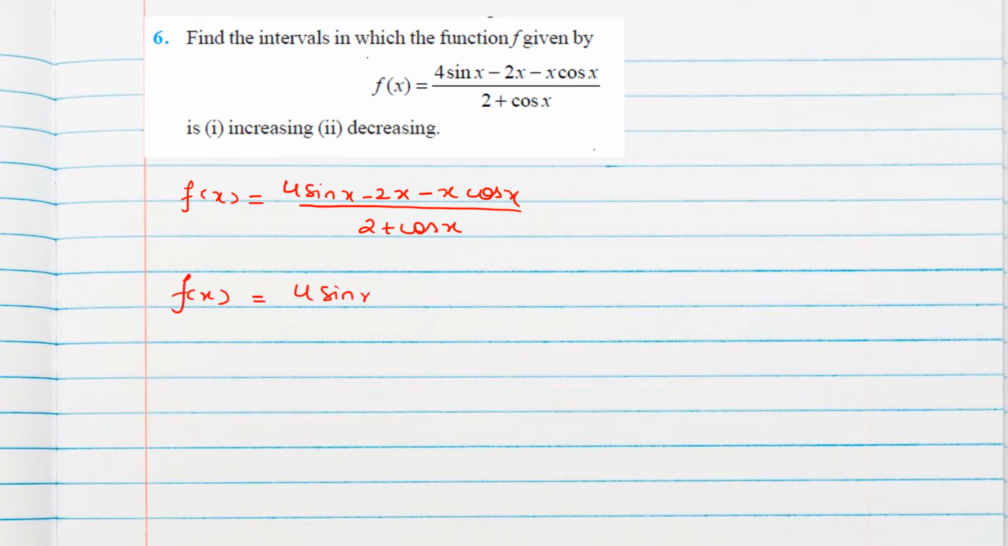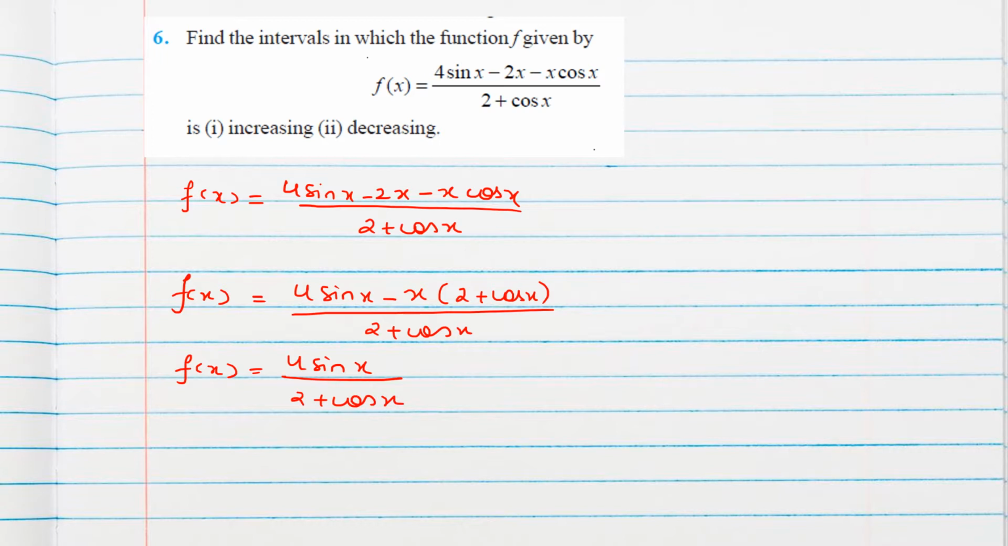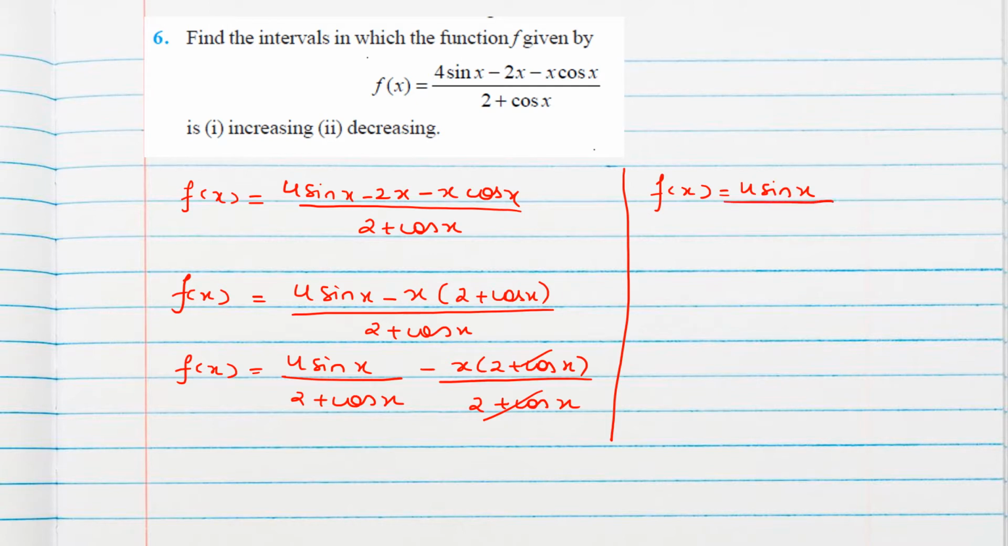The original is 4 sin x minus x(2 + cos x), all divided by 2 + cos x. Taking x common and separating the denominator: 4 sin x by 2 plus cos x, and minus x into (2 + cos x) divided by (2 + cos x). Why? Because this bracket will cancel. That means f of x is 4 sin x by 2 plus cos x minus x only.